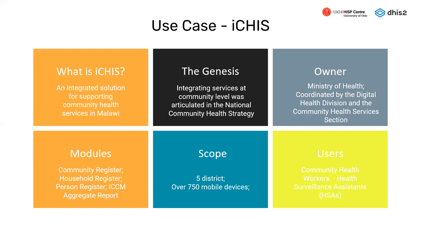So at the moment, in terms of the scope, we've deployed in 5 districts, the 5th one being handled as we speak, with over 750 mobile devices. The primary users are community workers. These are salaried government workers who are called health surveillance assistants.